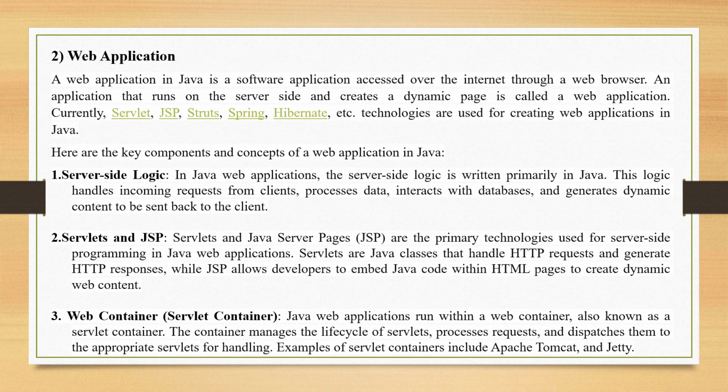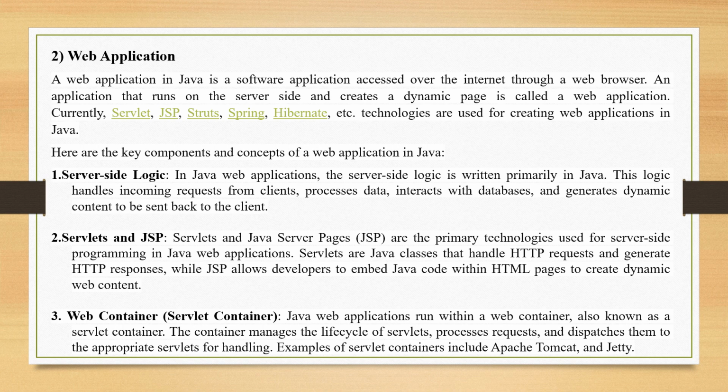Then we are going to see about the web application. A web application in Java is a software application that is accessed over the internet through a web browser. An application that runs on the server side and creates a dynamic page is called a web application. Currently, Servlet, JSP, Struts, Spring, and Hibernate are the technologies used for creating a web application in Java. Some of the key components are server-side logic, servlets and JSP, and the web container or servlet container.